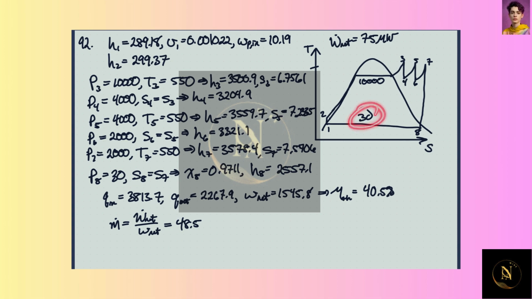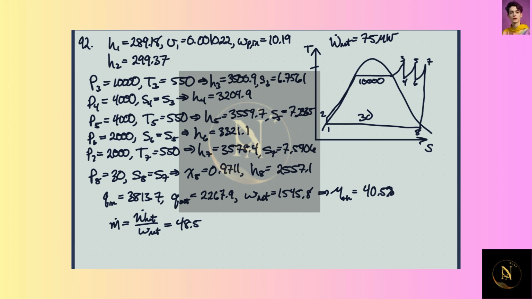Low pressure side is at 30 kilopascals, high pressure side is at 10 megapascals. Temperatures up here are 550 degrees C. And then this pressure is 4 megapascals, and this pressure is 2 megapascals. So, saturated liquid at 1, specific enthalpy, specific volume, get the power in, and get the specific enthalpy at 2.